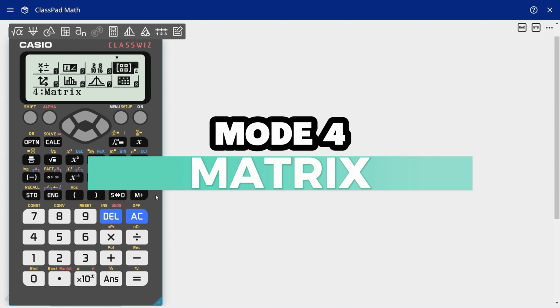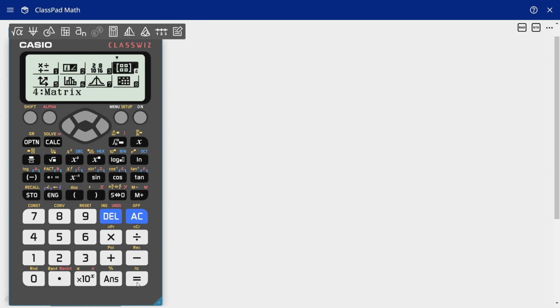The next option in this order, the fourth mode, is matrix. And the matrices, it's quite similar. I prefer this layout actually. So immediately at the beginning, it asks us which matrix we want to define. So for example, I would like to define matrix A. So I click on 1.